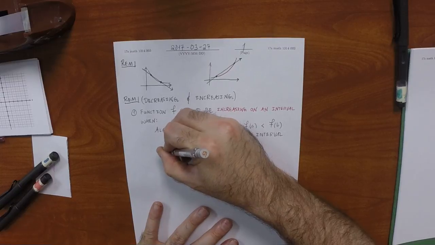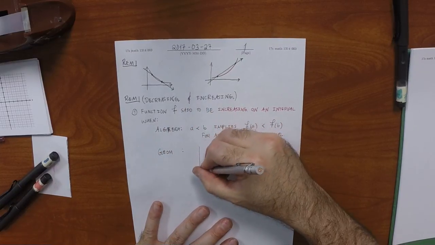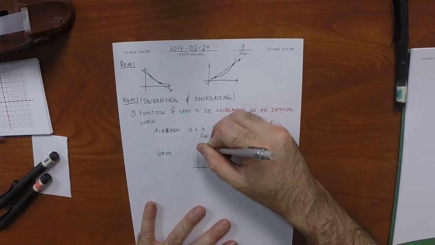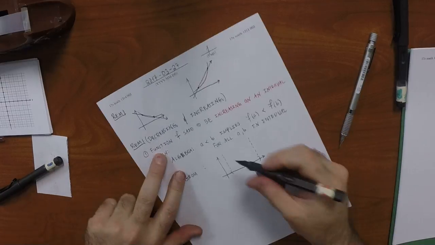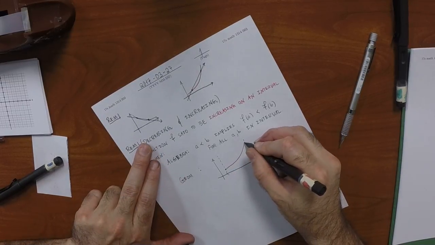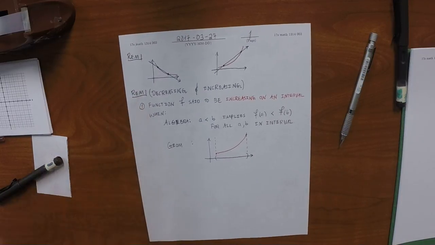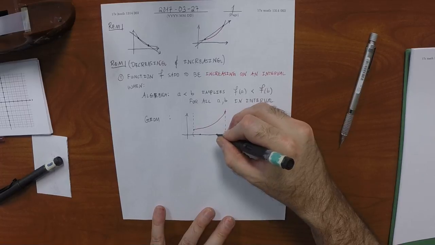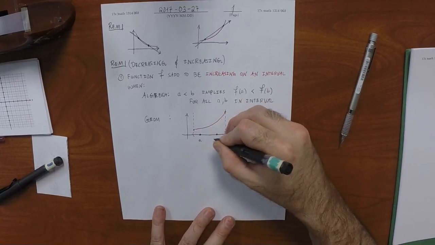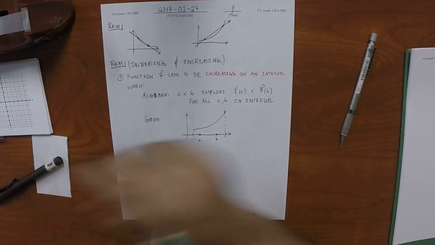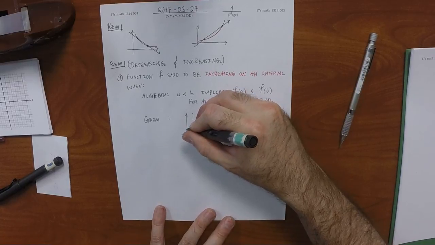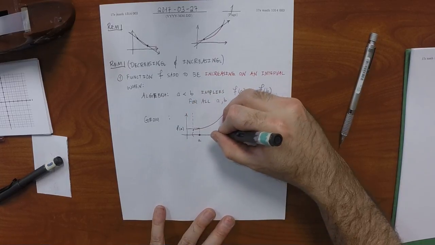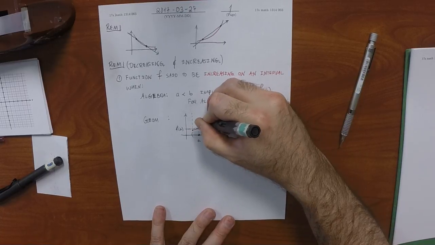So, geometrically, if you were to draw a picture, increasing functions look something like this. And what I'd like for you to observe is that if you select any two points at all, A and B, in this interval, then if this is the plot of f, and this is input A, then what is this? f of a. And this is input B, so this is output f of b.